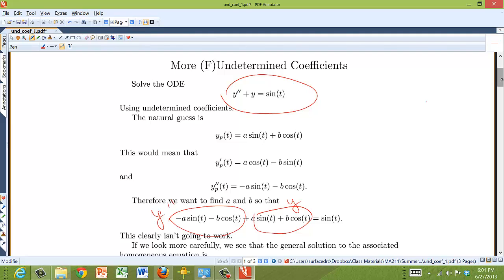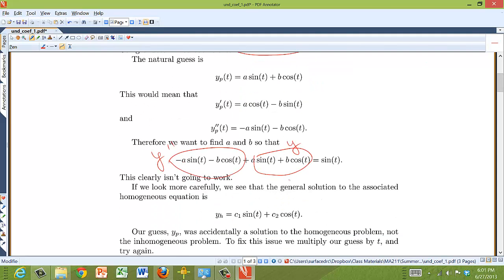But if you look, this left-hand side entirely cancels. So you want to find a and b so that 0 equals sine t. Well, that is clearly not going to work. And so what this means is that your initial guess was wrong. And so you should be saying, well, that seems weird. I thought I followed all the rules you've told us so far, and you did. Your initial guess was fine, except for one little thing.